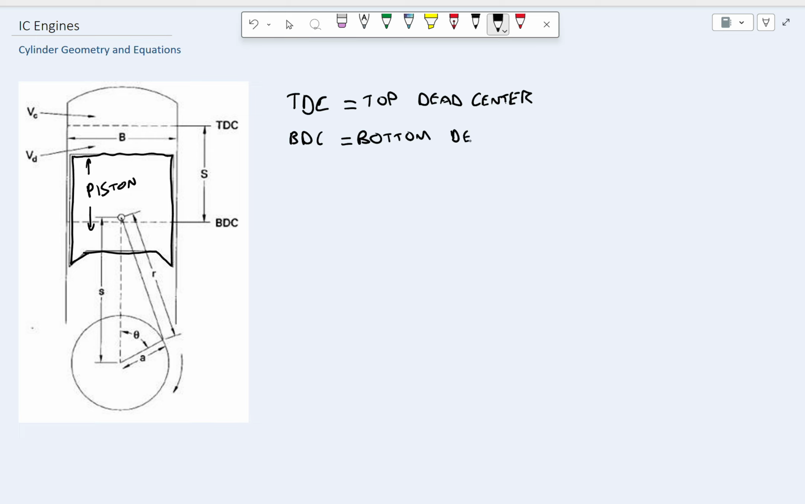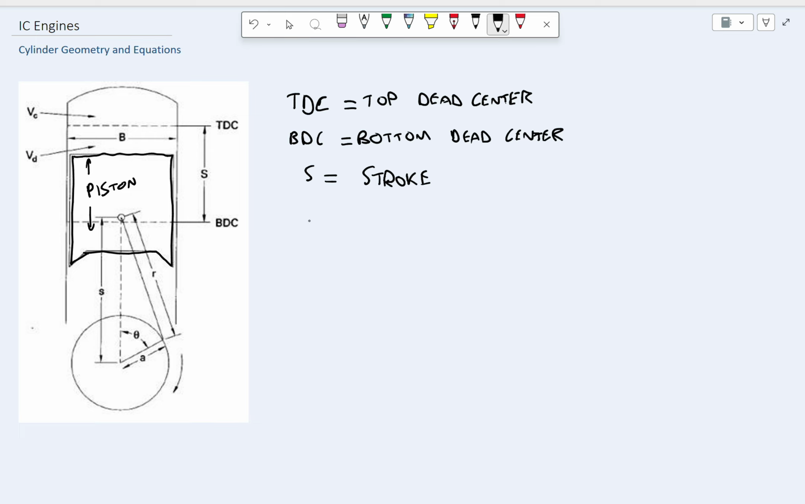Bottom dead center is the point that the piston will reach at the bottom of our cylinder, essentially. So the piston moves between top dead center and bottom dead center. And the distance between top dead center and bottom dead center is equal to a capital S, which is called the stroke of an engine. If you're familiar with engines, you might have heard the stroke as a term that we use to describe an engine or to describe some sort of modification to an engine.